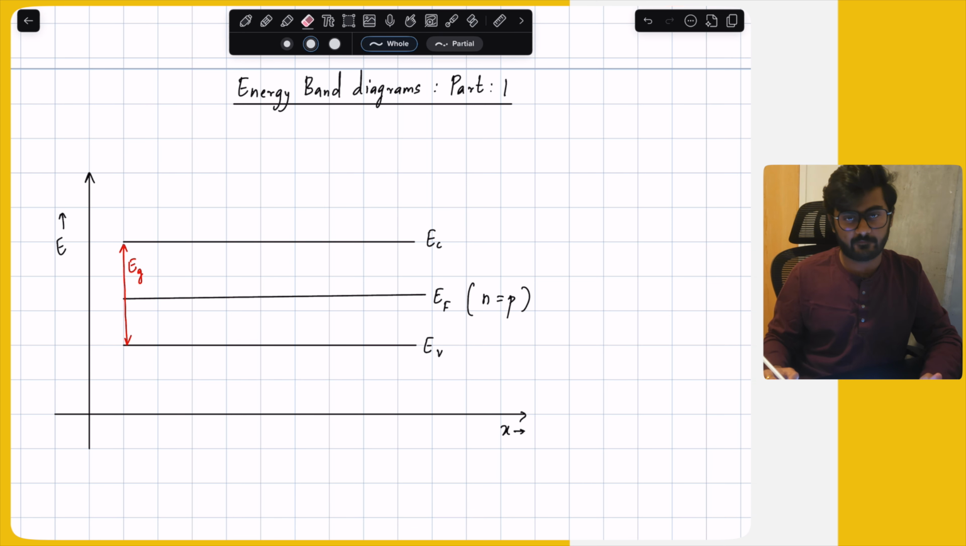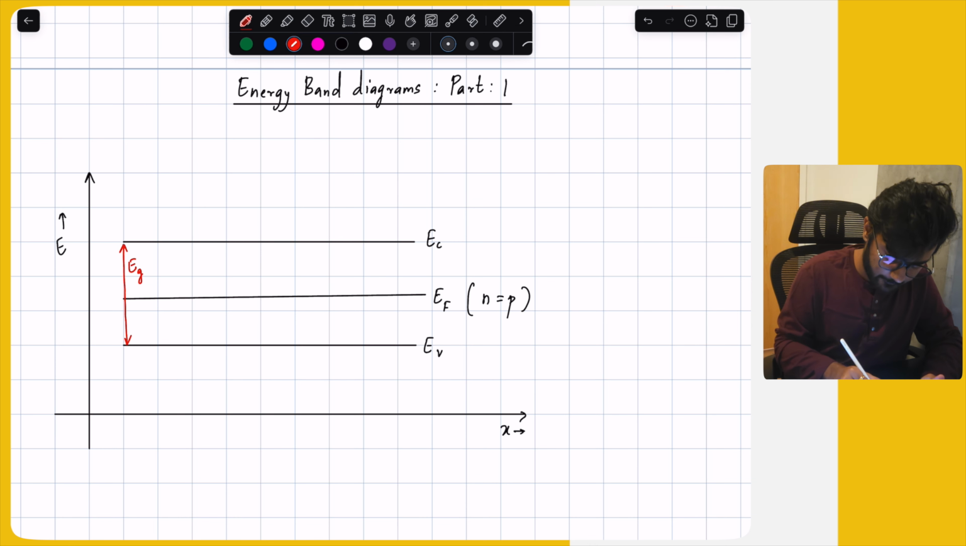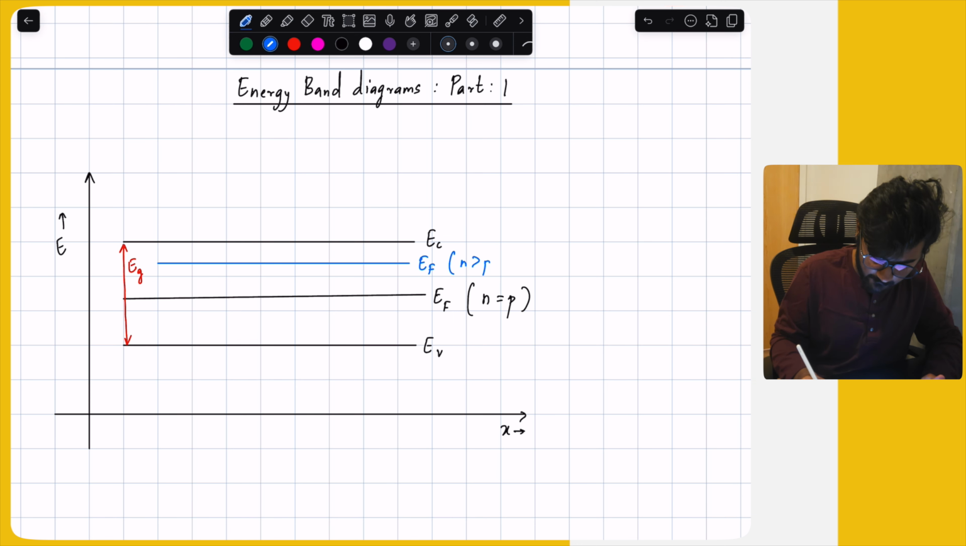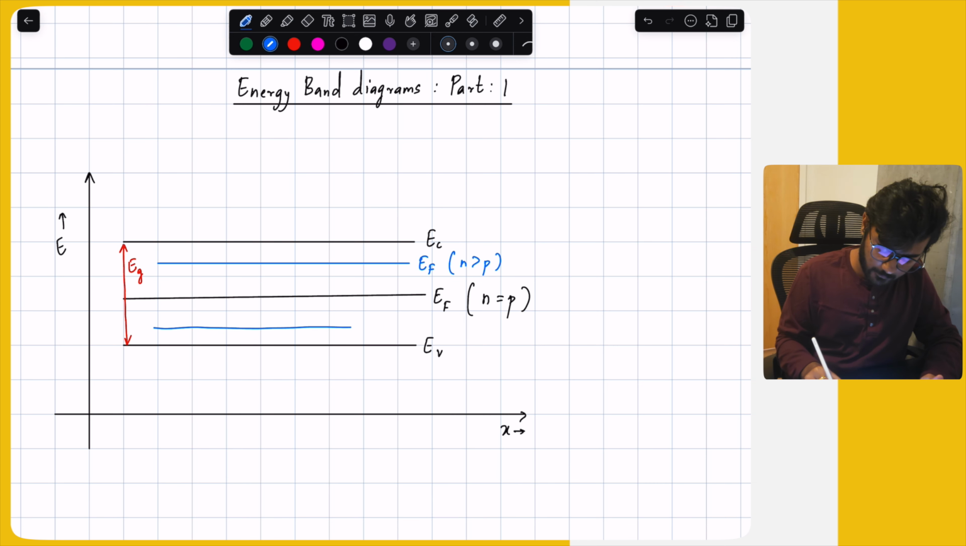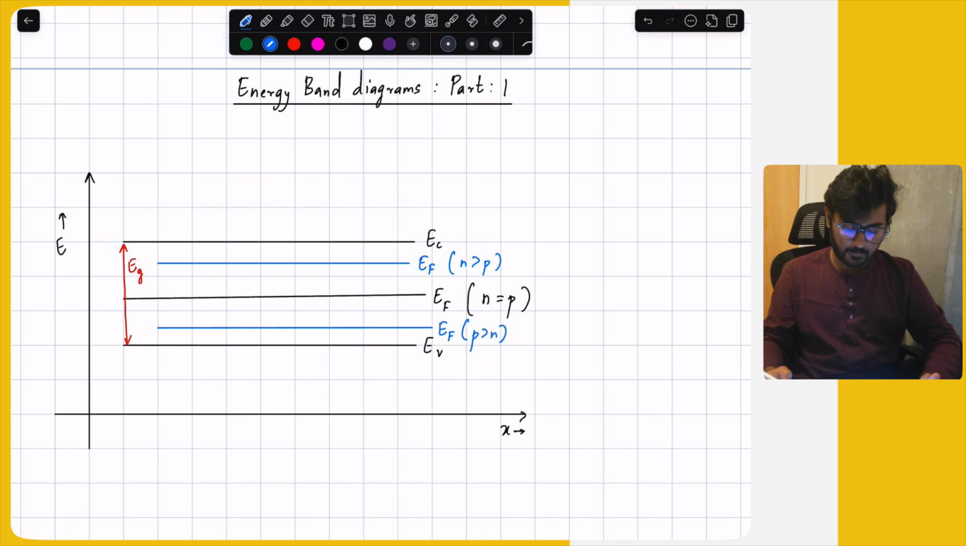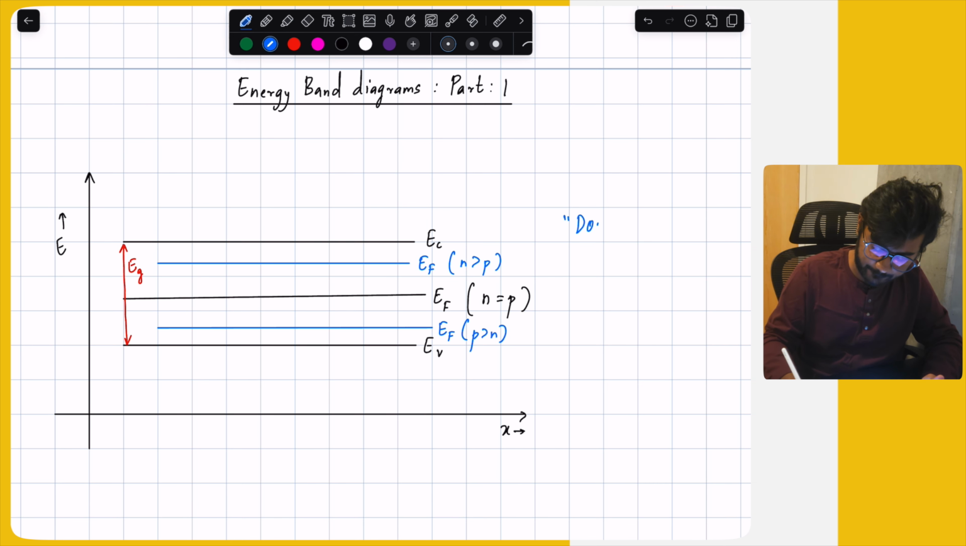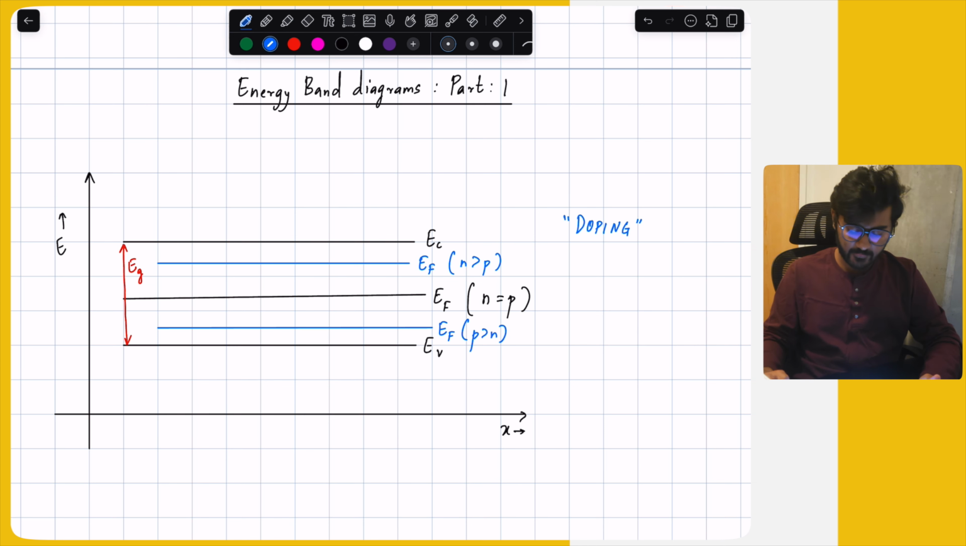If EF moves closer to your conduction band, that means the concentration of electrons is greater compared to the concentration of holes. Similarly, if EF moves closer to the valence band, the concentration of holes is greater than that of the electrons. This concentration of electrons and holes can actually be modified by a technique called doping. As we can see, the Fermi level actually moves with the doping level.